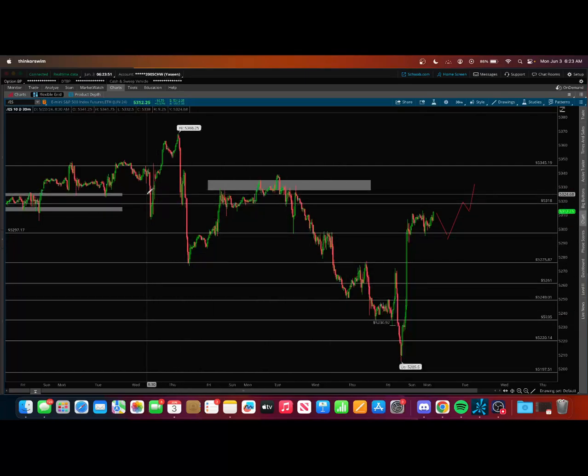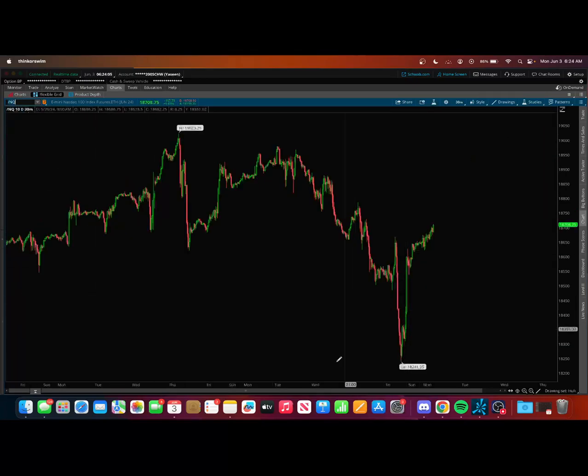You can see why this 53.27 area to 53.30 is an area. It struggles right here, there was some support right here, and resistance right here. So we know it's a pretty important area. And we go to NQ.